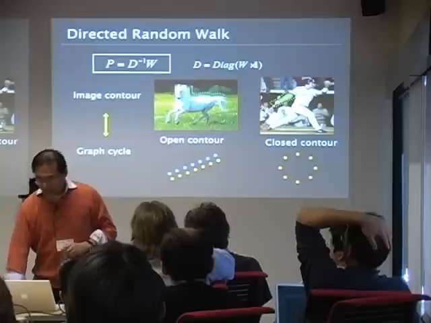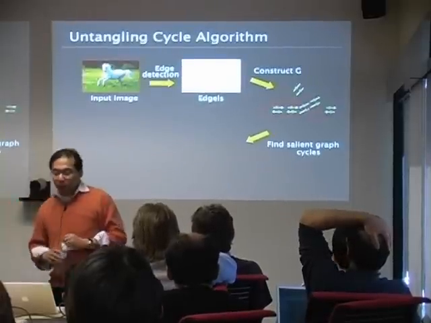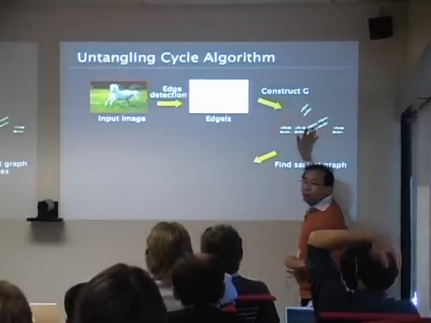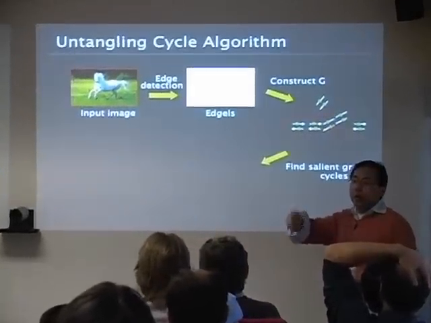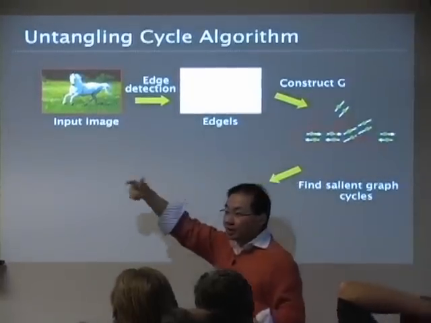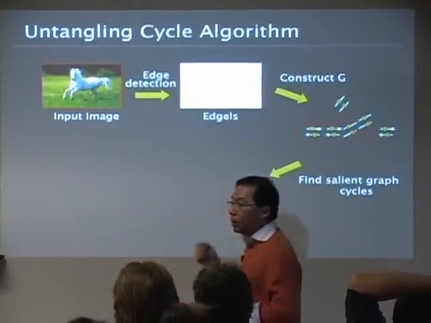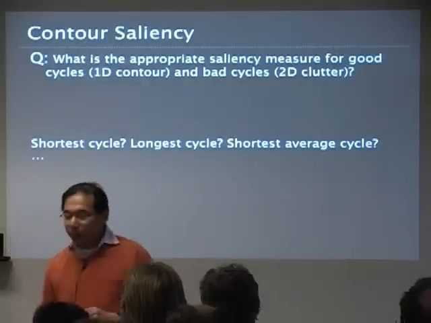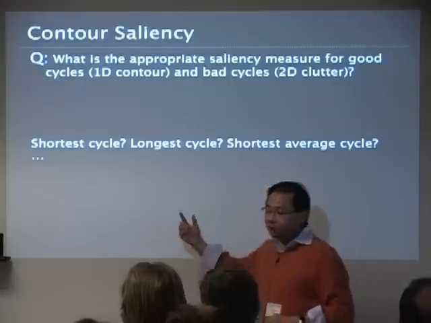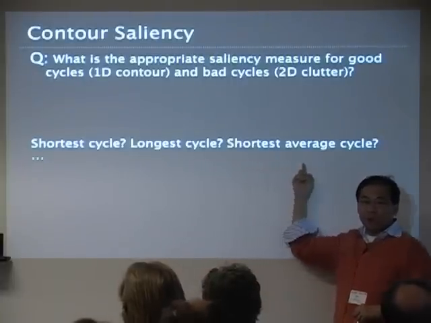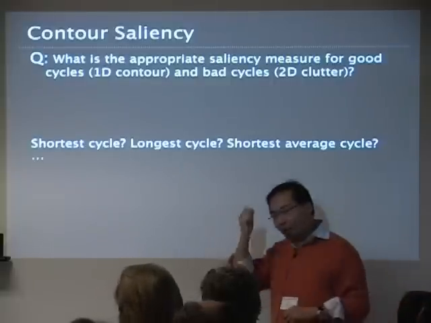So now the question is how do you find the salient graph cycle? You have a cycle to look for. In the clutter, as Fernando pointed out, you can cycle too. You can go to a contour, jump to clutter, and cycle. You can always cycle. The question is how do you find a good cycle? People who study computer science will say, find the shortest cycle, or the longest cycle, or the shortest average cycle. You can come up with many variations.